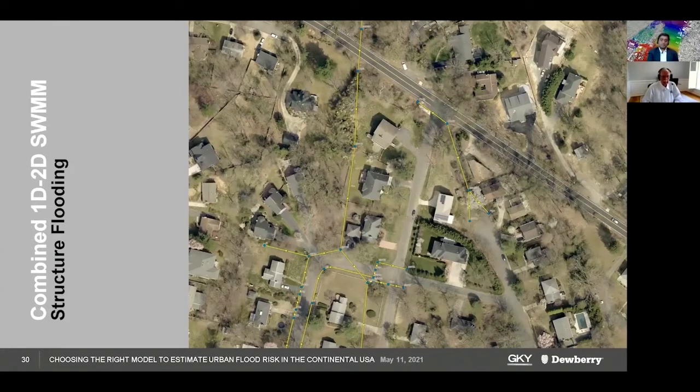This is a combined 2D, 1D SWMM model. It's actually PC SWMM, and it's in Fairfax County, where there was a huge pluvial event that flooded many neighborhoods and many structures. But these are 4 of the structures that got blasted. And you can see we've created the 1D storm pipe network in there.